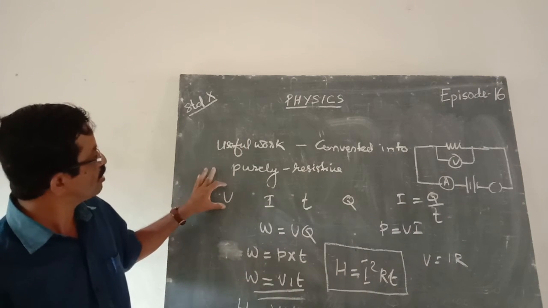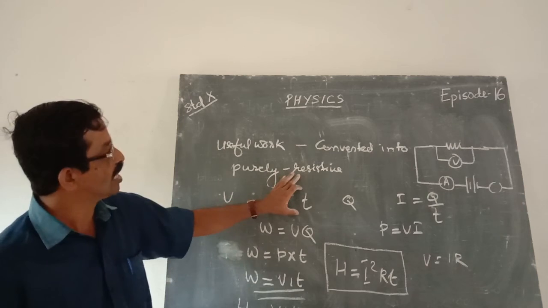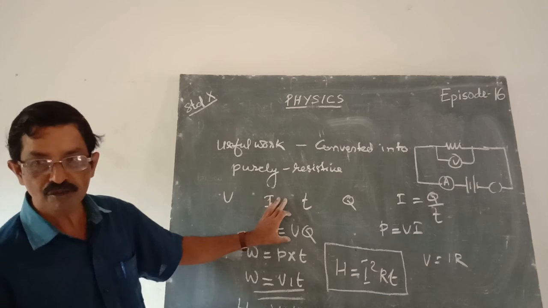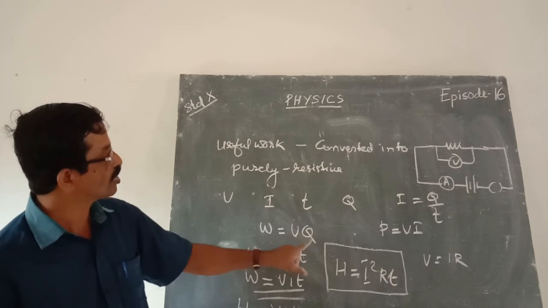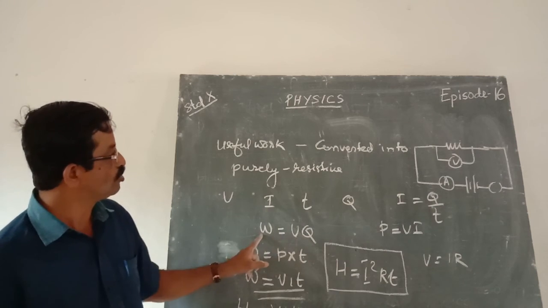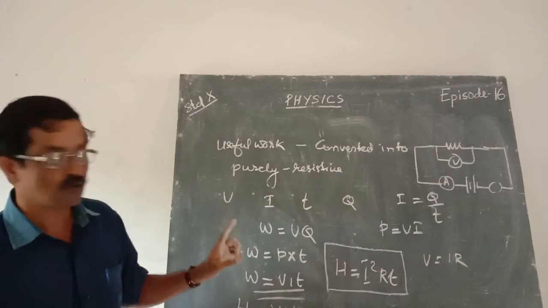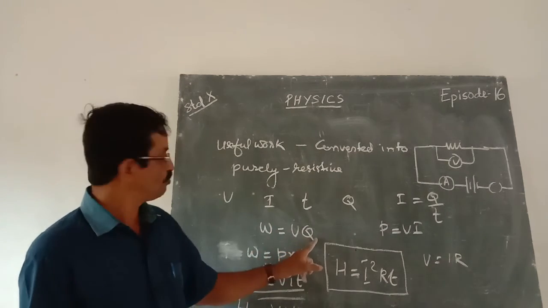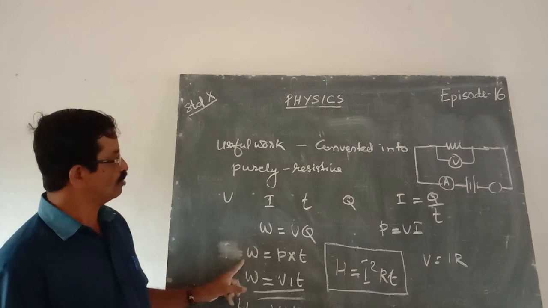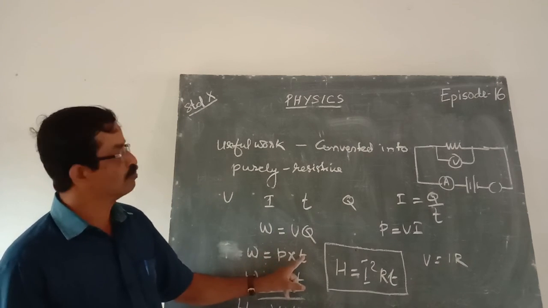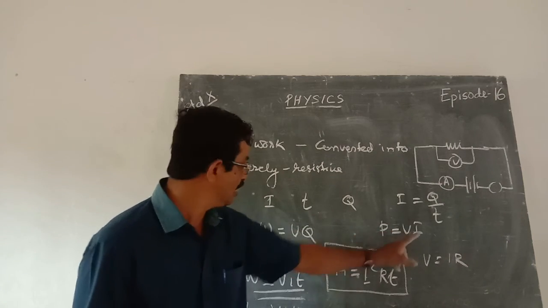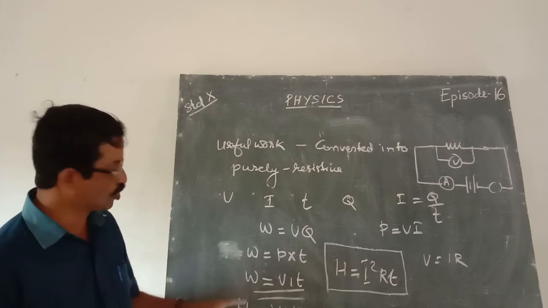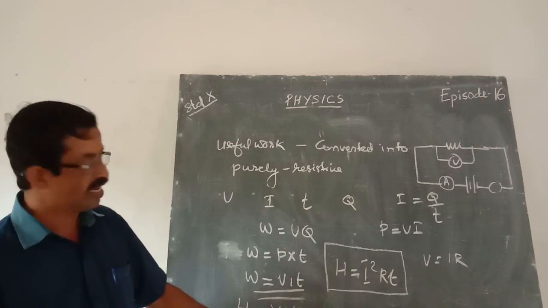V is the potential difference, I current, T time, Q charge. From this, work done we can write as V into Q. That means the work done to flow a charge Q under a potential V is W is equal to VQ, or it is also W is equal to P into T. Here P is VI. Then this work is heat produced, so we can write VIT.